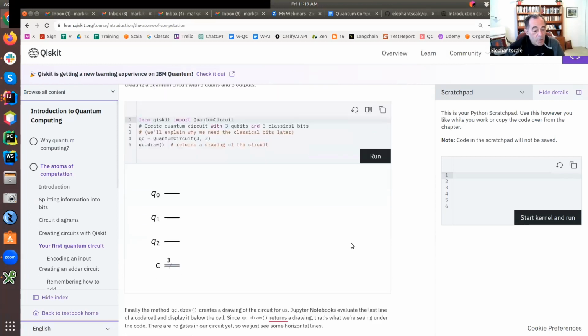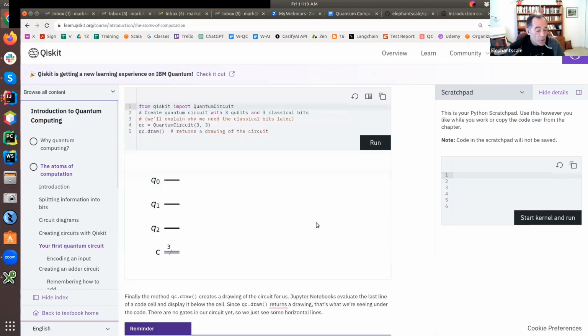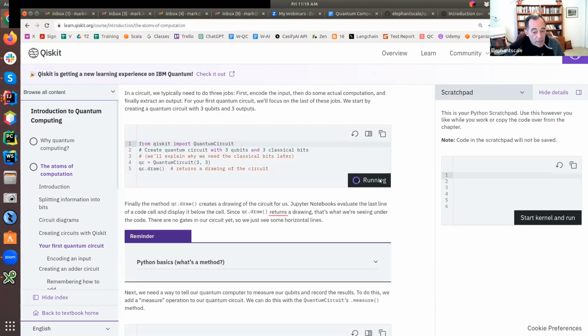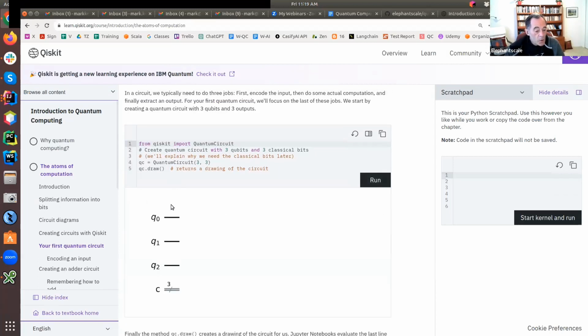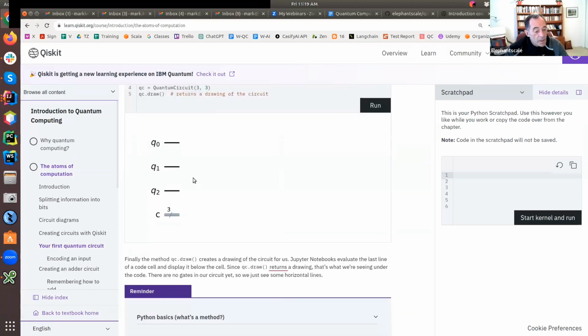So, okay, you can do it. You can wait for a minute or two, and then you can run it, and then you will see the qubit. So let's look at what it does, but then we will look at a better way. Okay, so here we are. We're building a quantum circuit of 3 qubits and 3 regular bits, and then we draw it.